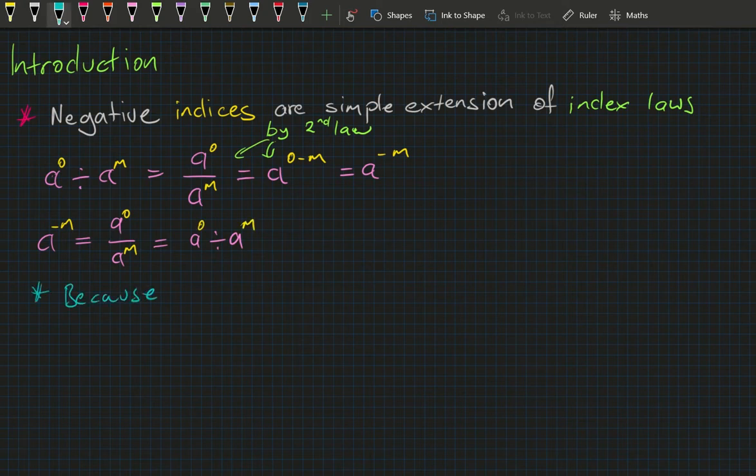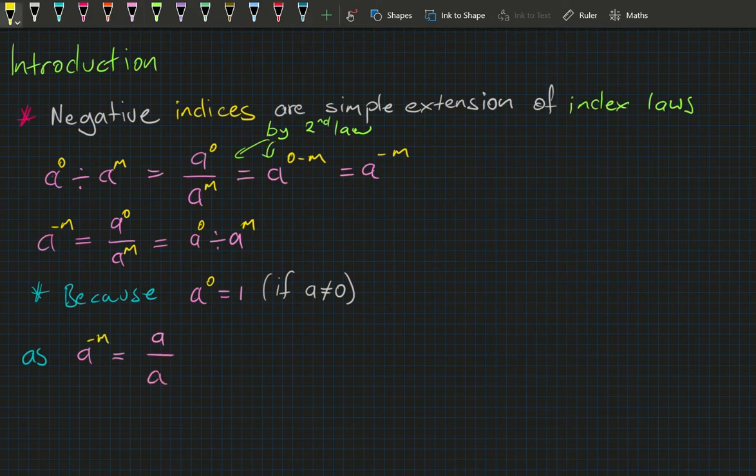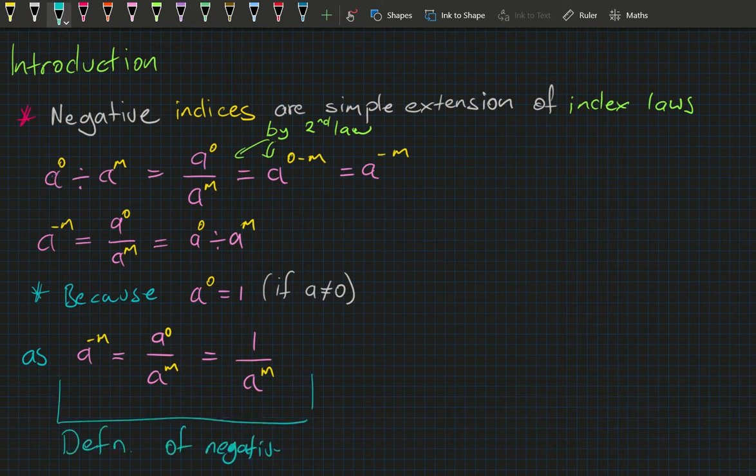And in the last lesson we also learned that a to the 0 is equal to 1, providing a is not equal to 0. Then as a to the minus m equals a to the 0 over a to the m, because a to the 0 is actually equal to 1, this means that a to the minus m is actually equal to 1 over a to the m. This is the definition of a negative index.